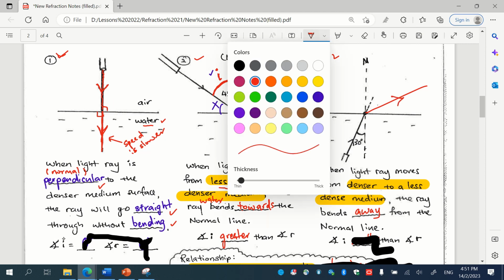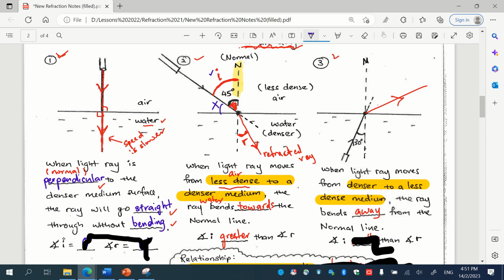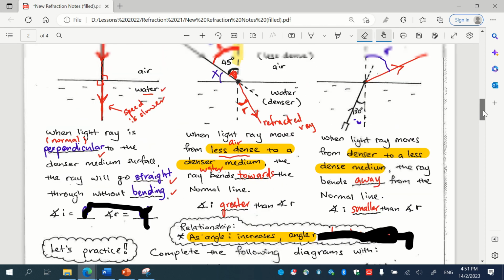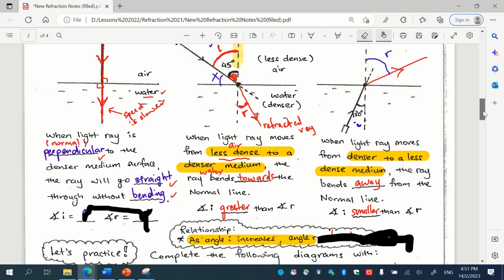Now where is our angle R? Let's label our angle R. Angle R now is this one, from the normal line to the refracted ray. This time, is angle R bigger or smaller than angle I? Your angle I is 30 degrees here. Angle I is smaller, right? So below the line, can you please write: angle I this time is smaller than angle R, or angle R is bigger than angle I. Previously it was smaller.